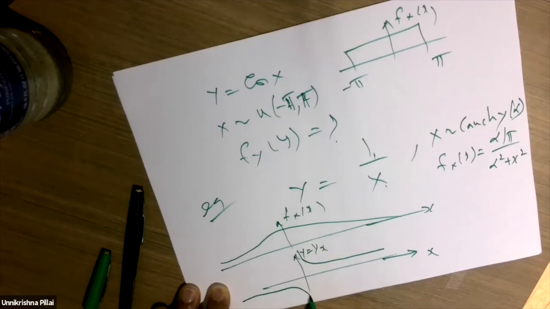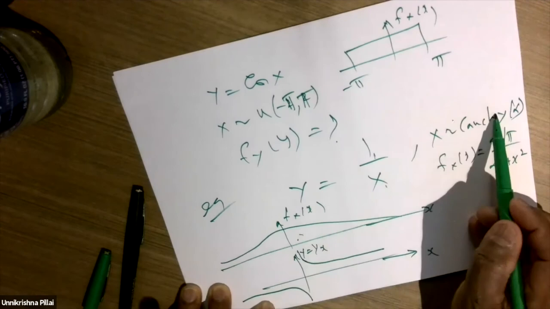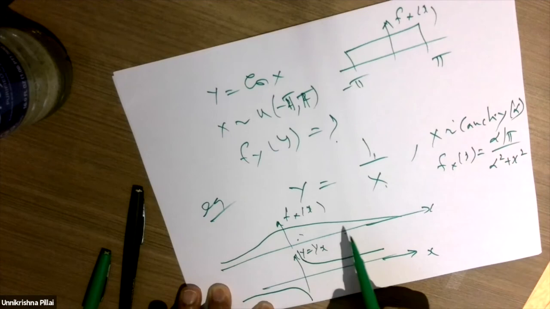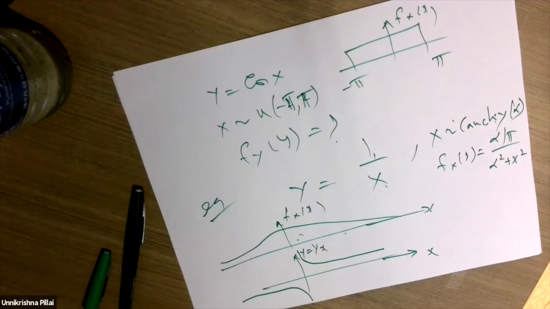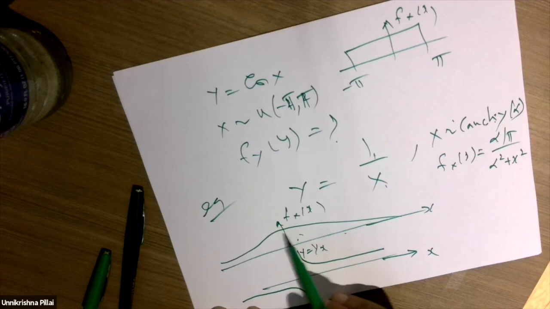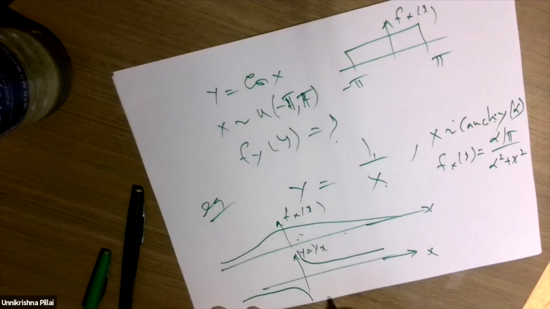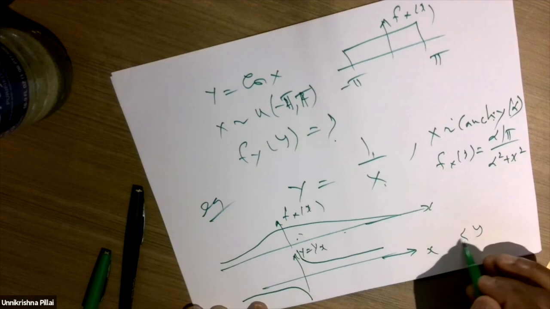So what's the range? Look at x, x is Cauchy. So its range is from where to where? Nobody tells you the range, but it's given to you. The density function of x goes from minus infinity to plus infinity. So how about y? Look at the graph. As x goes from minus infinity to plus infinity, y goes from where to where? You don't have to worry about zero, because when x is zero, y is infinity, and when y is zero, x is infinity. So y goes from minus infinity to plus infinity.